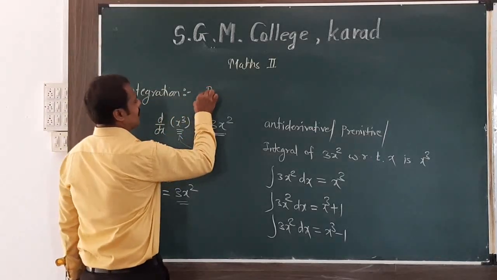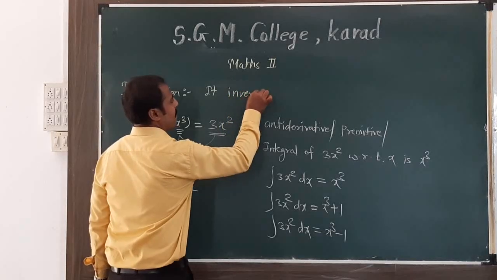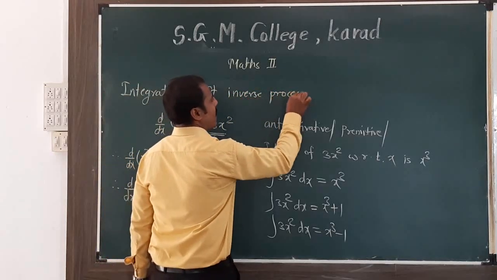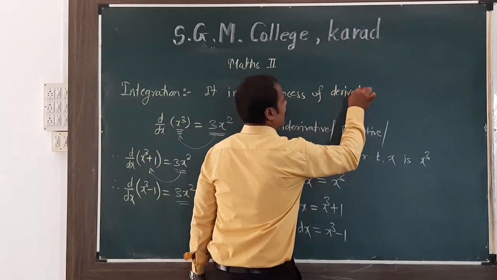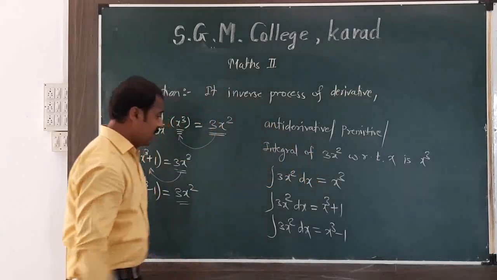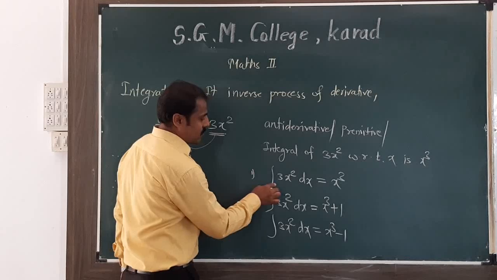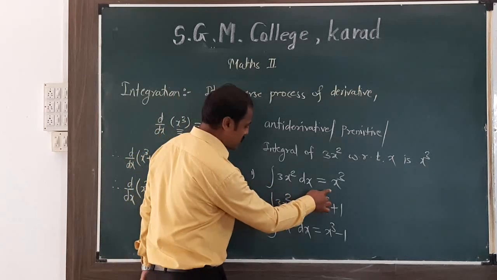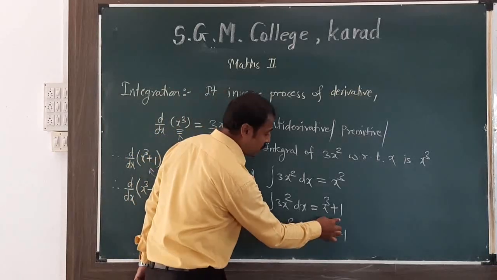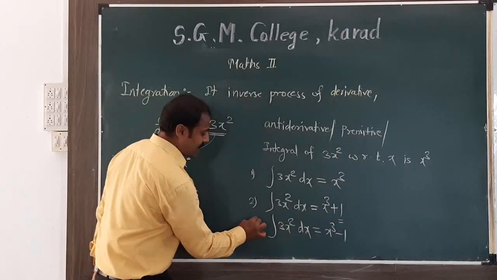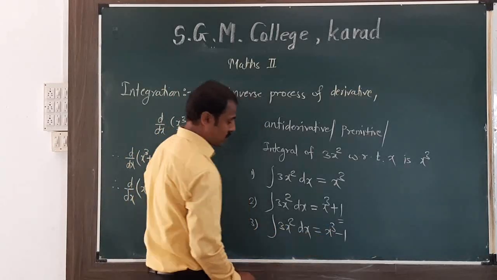So what is the simple definition? Integration is the inverse process of derivative. Now here in the first case we get integration of 3x square dx is x cube. In the second case we get integration of 3x square dx is equal to x cube plus 1. In the third case we get integration of 3x square dx is equal to x cube minus 1.